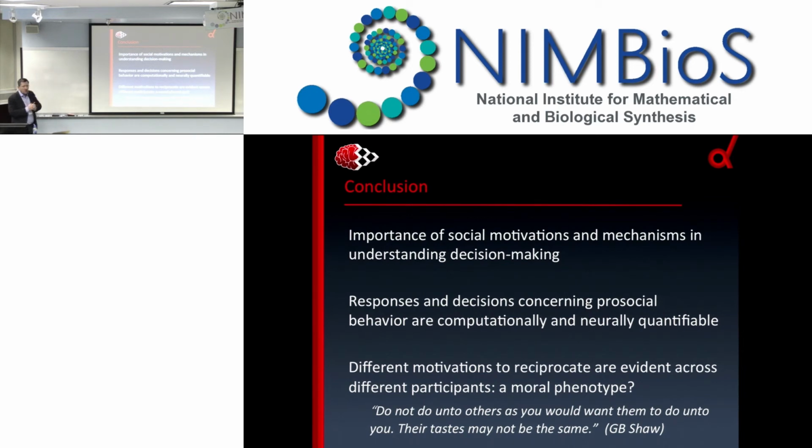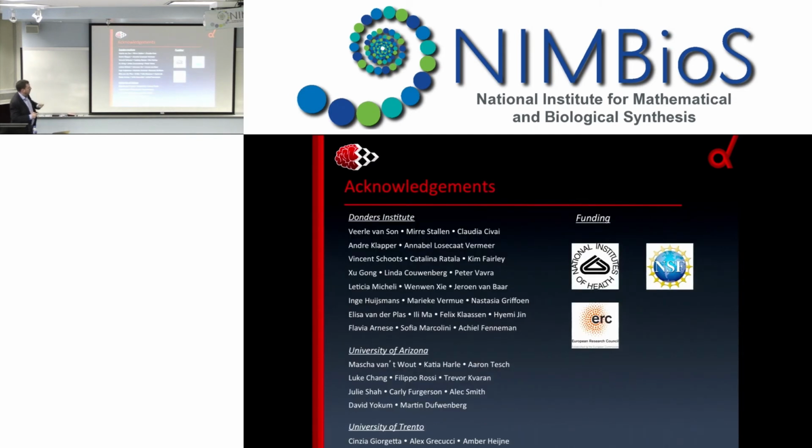As opposed to the golden rule, which says you're supposed to do unto others as you would have them do unto you, Shaw says, do not do unto others as you would want them to do unto you. Their tastes may not be the same. And I think the evidence here shows that people have different moral principles, and inflicting our own on other people may not necessarily be a source of harmony. So with that, I want to thank the people who actually do all this work, and thank you all very much for your attention.